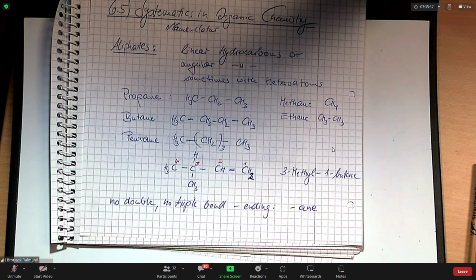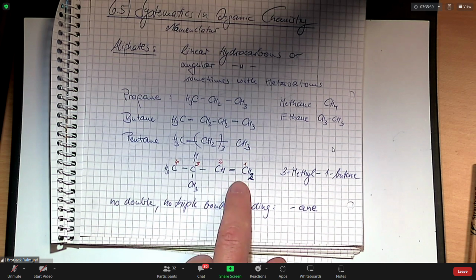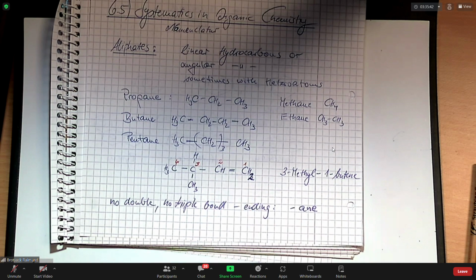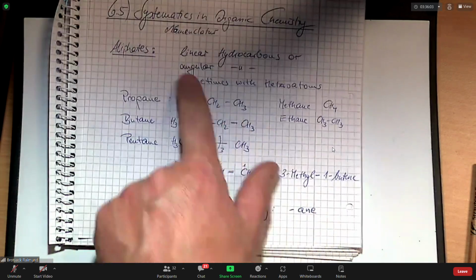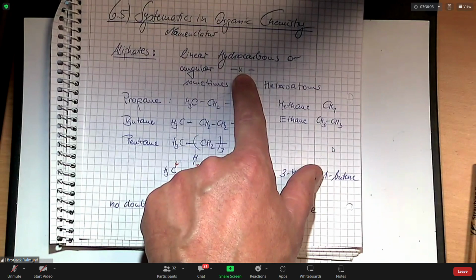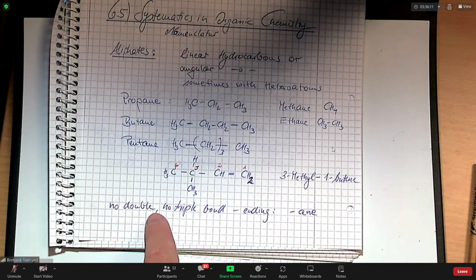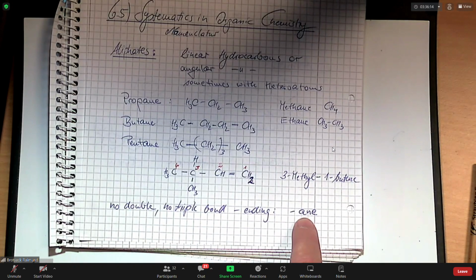Sorry, it has a double bond, right? The number of bonds is not what determines if it is an aliphate or not, just the type of the bondings. The sentence that you wrote at the bottom is the definition of aliphate, right? Linear or angular hydrocarbons, sometimes with heteroatoms. No double, no triple bond, then we have -ane.